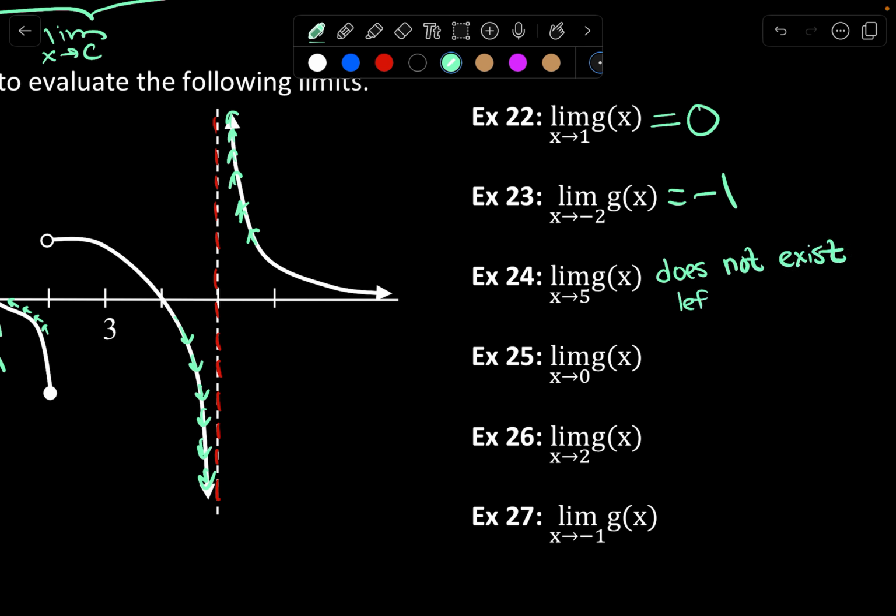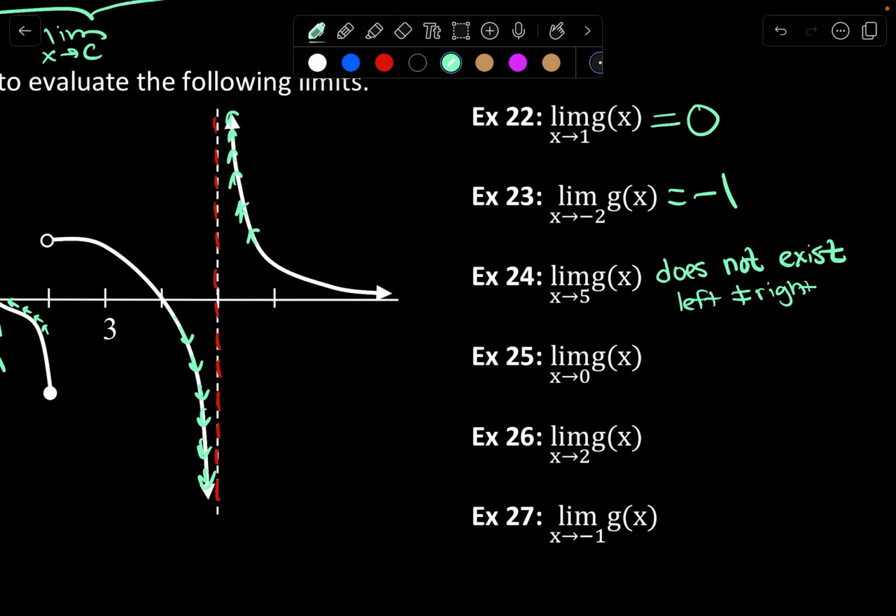Because the left does not agree with the right. And please don't write equals D-N-E. That's not an equivalency. You're saying it equals three words. That doesn't make sense mathematically, so you can say does not exist. That limit does not exist.